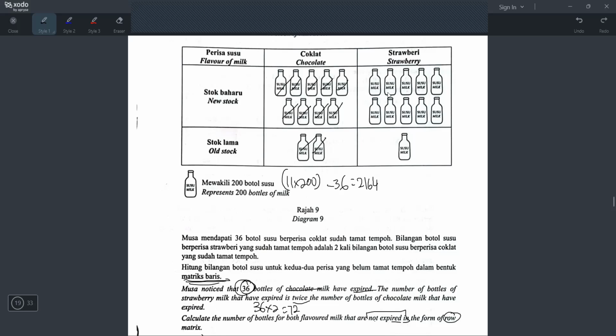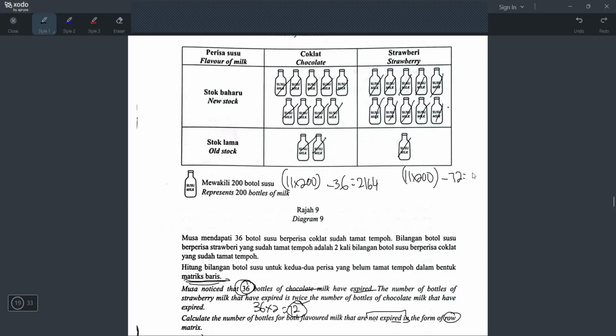Then what about here? 1, 2, 3, 4, 5, 6, 7, 8, 9, 10, 11. Okay, 11 times 200 because one bottle represents 200. But this one is the total strawberry milk. But some expired already. 72 expired, right? Because the strawberry is twice the number. The number of strawberry milk that expired is twice the number of chocolate milk. So I already calculated it. So minus 72.